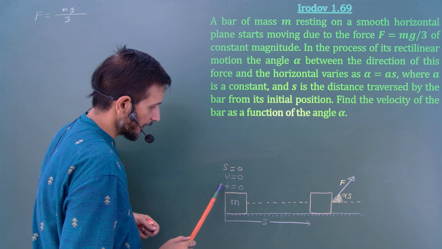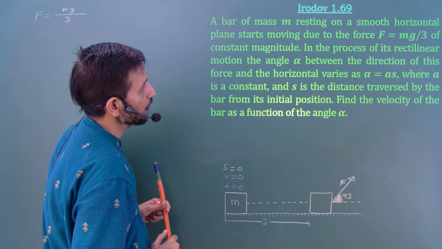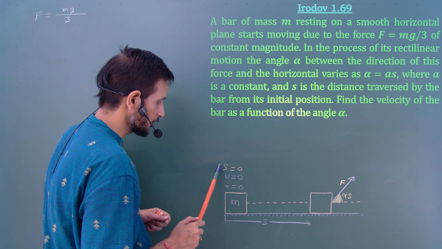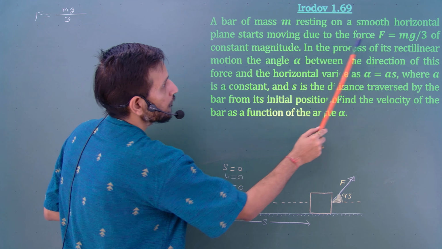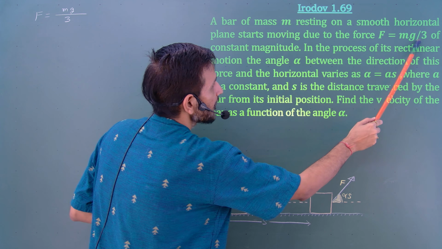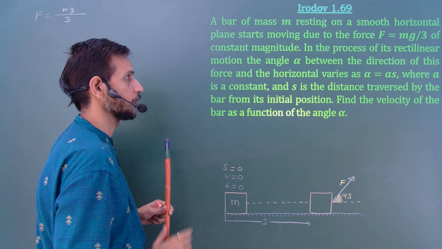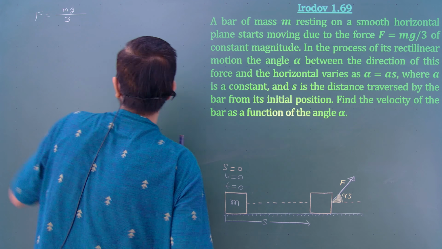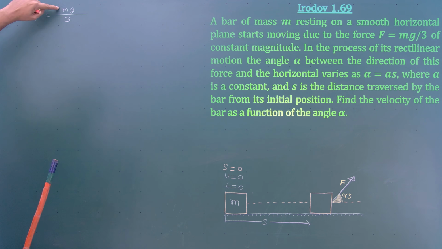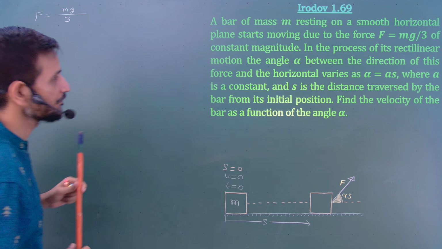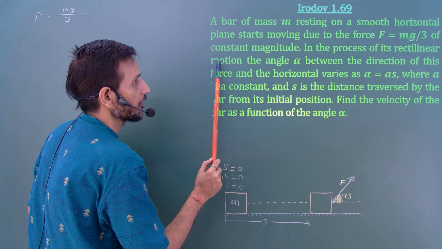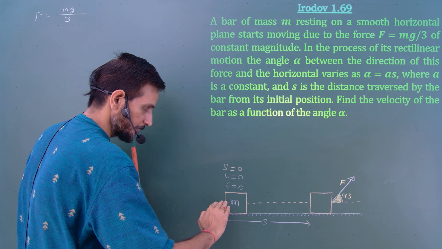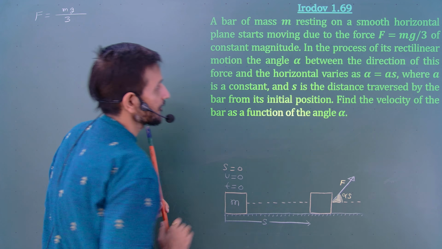Starts moving means at t equal to 0, u equal to 0, and this is the starting position, so s is 0. A force of F equal to mg by 3 of constant magnitude. Okay, there is a force having constant magnitude and it is equal to mg by 3, in the process of its rectilinear motion, which means the object moves in a straight line.